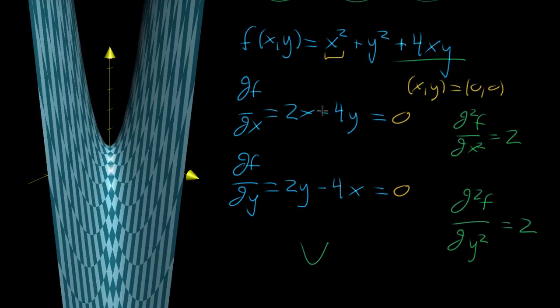Plus 4xy, which would influence these. It actually won't make a difference. It still gives a saddle point. But anyway, we've got this plus 4xy term that evidently makes a difference, that evidently influences whether this is a local minimum or a maximum.